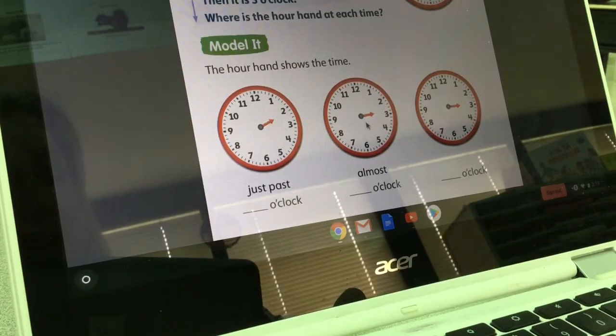Looking at our next one, this one says almost o'clock. Let's take a look. Here's our hour hand. If we follow it across, we see that it's almost on the 3. So that makes it almost 3 o'clock. It wouldn't be almost 2 o'clock because almost means it's just about there. It's not just about at the 2, it's just about at the 3. So let's write almost 3 o'clock. You want to put a 3 on this line, please.